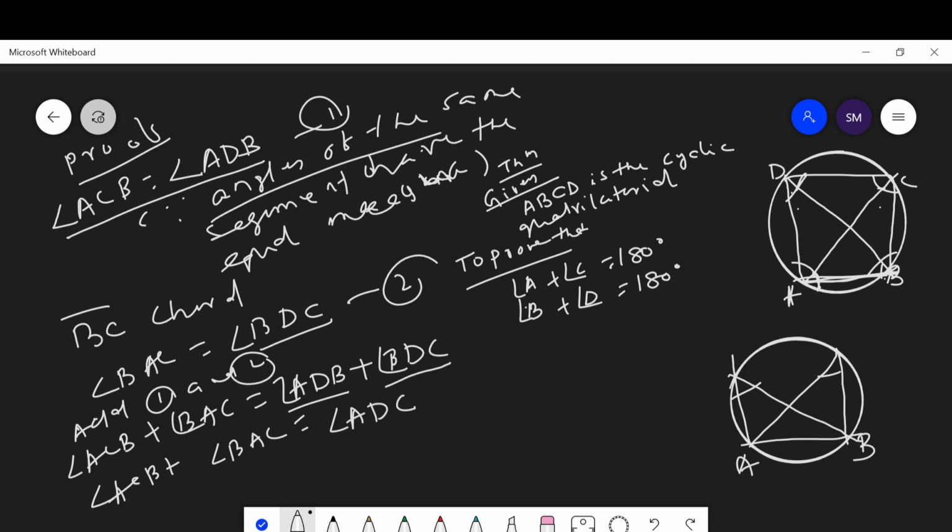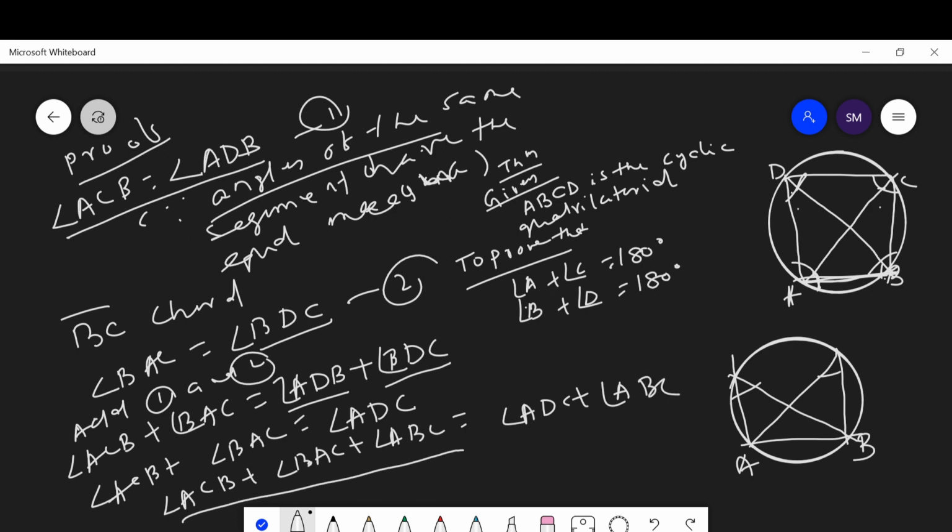Then here add angle ABC to both sides. ACB plus BAC plus ABC is equal to ADC plus angle ABC. Then here these are the three angles of a triangle. This means we know that the sum of three angles in a triangle is always 180 degrees.